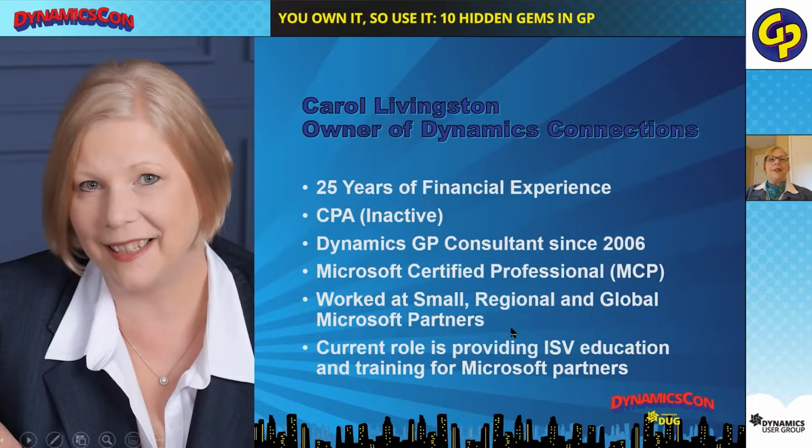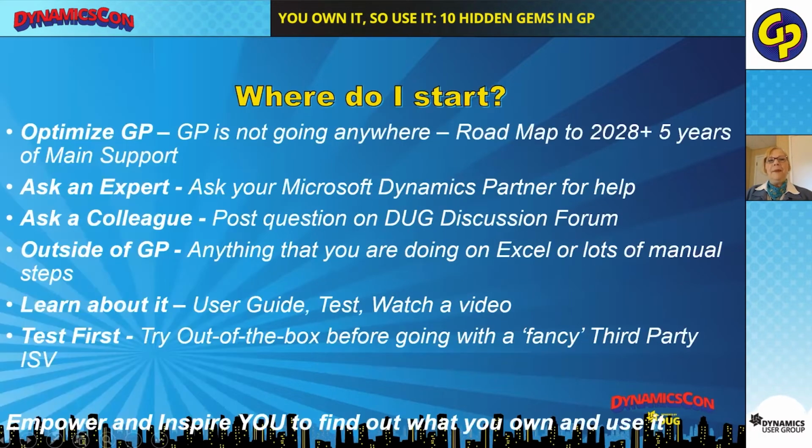So where do you start? Optimizing GP, it definitely is going to be here. It's not going away. Microsoft announced last year that they've extended the roadmap to 2028. You can ask an expert, get with your Microsoft partner. They know your system. They know best practices. That can be of assistance. Also you can ask a colleague, or post a question on the Dynamics user group discussion forum. That's a great way to ask other people what they see or what works for them.